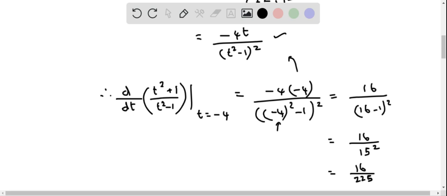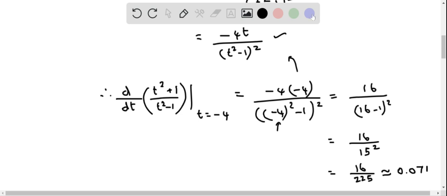We can write this in decimal as well. That is, when you divide 16 by 225, we get 0.07. So this is approximately 0.07071.